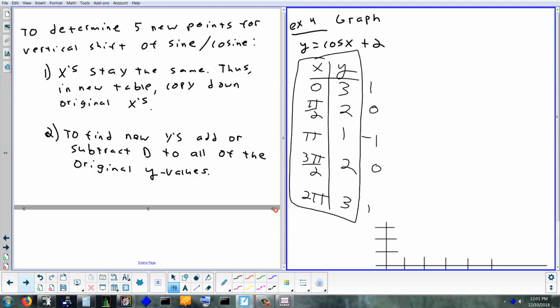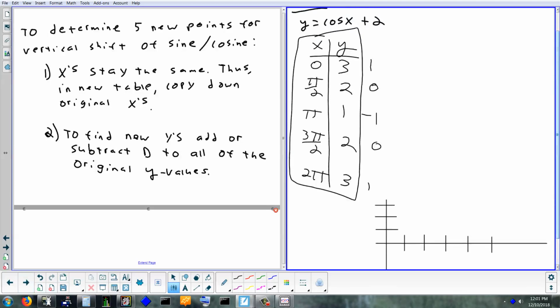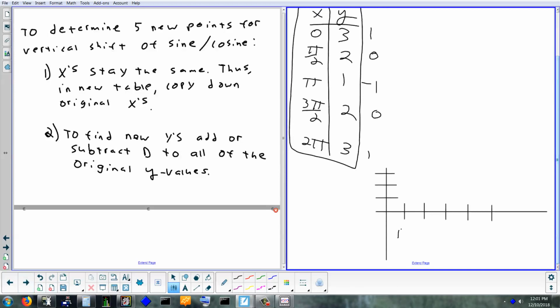And now just make your sketch. It's a little easier to stay out of your way this time with your labels. I know I shifted it up, so I'll just write all my labels down low, and then I won't run into them. So I've got pi over 2, pi, 3 pi over 2, 2 pi. 1, 2. Just go by ones on my y-axis. That's good enough. So 3, 2, 1. Try to make it back at 2 and back to 3. So it's the cosine function shifted up.